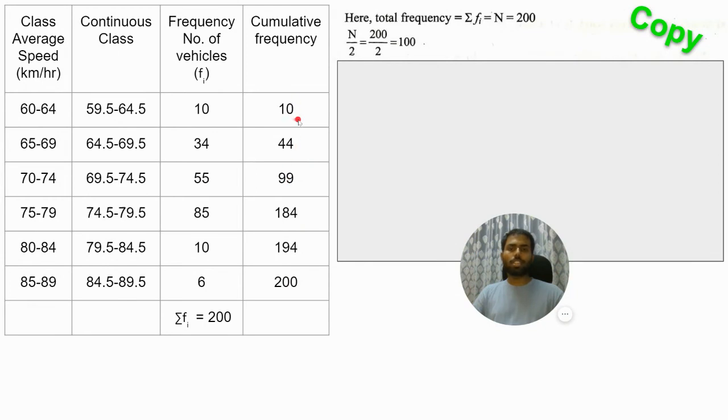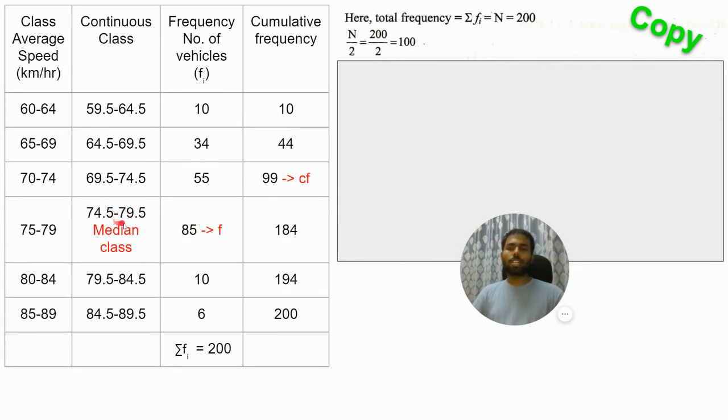Okay, so 10 is less than 100, we'll move ahead. 44 is less than 100, we'll move ahead. 99 is less than 100, we'll move ahead. 184 is greater than 100. 100 से बड़ा नंबर आ गया cumulative frequency में, यानी उसके लेफ्ट साइड का f हो जाएगा, उसके लेफ्ट साइड का मीडियन क्लास हो जाएगा. Don't take this as your median class now. तुम लोग ने कंटिन्यूअस क्लास बनाया, उसमें से मीडियन क्लास लोगे, ये वाला नहीं लोगे.